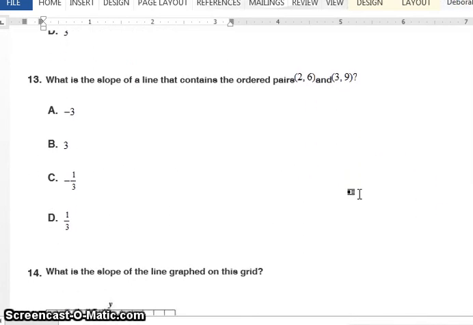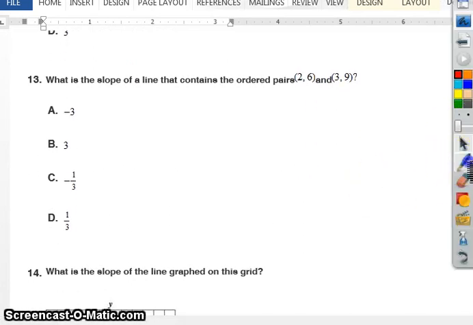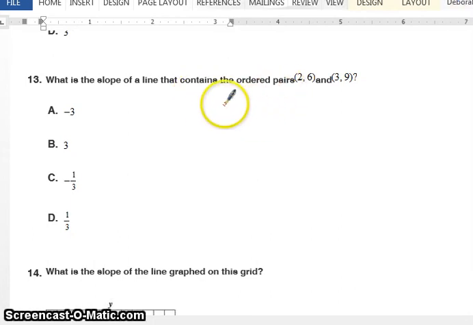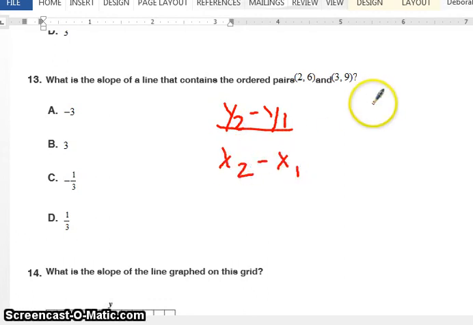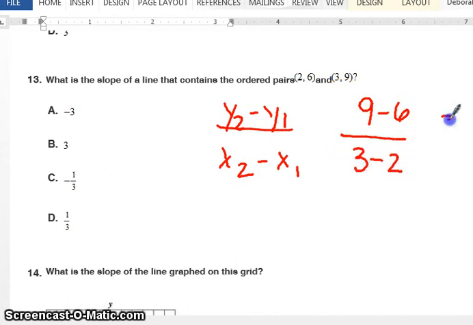Number 13, what is the slope of the line that contains the ordered pairs 2, 6 and 3, 9? This is where you do the y sub 2 minus the y sub 1 over x sub 2 minus x sub 1. So that's going to be 9 minus 6 over 3 minus 2. So that is 3 over 1 again. And that is 3.